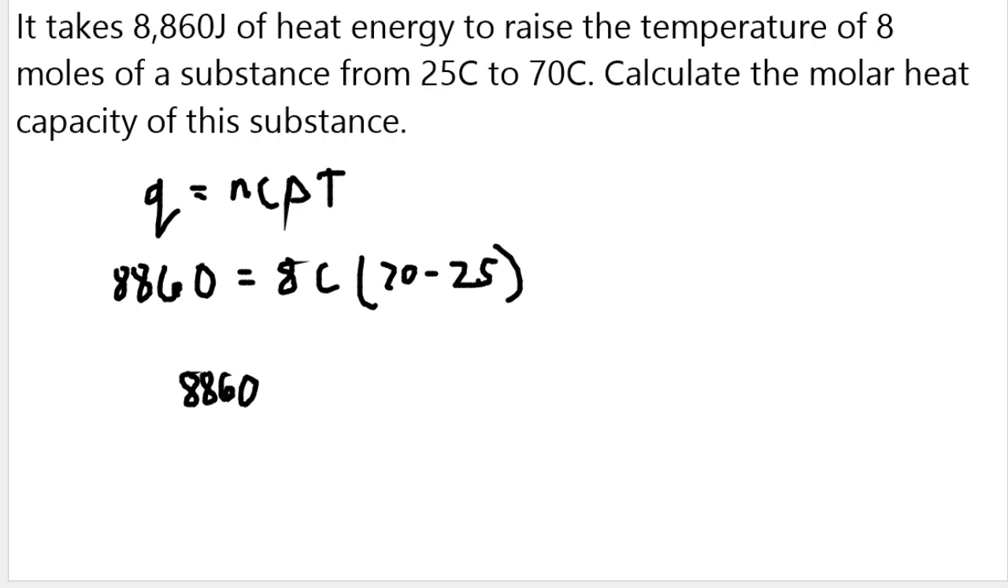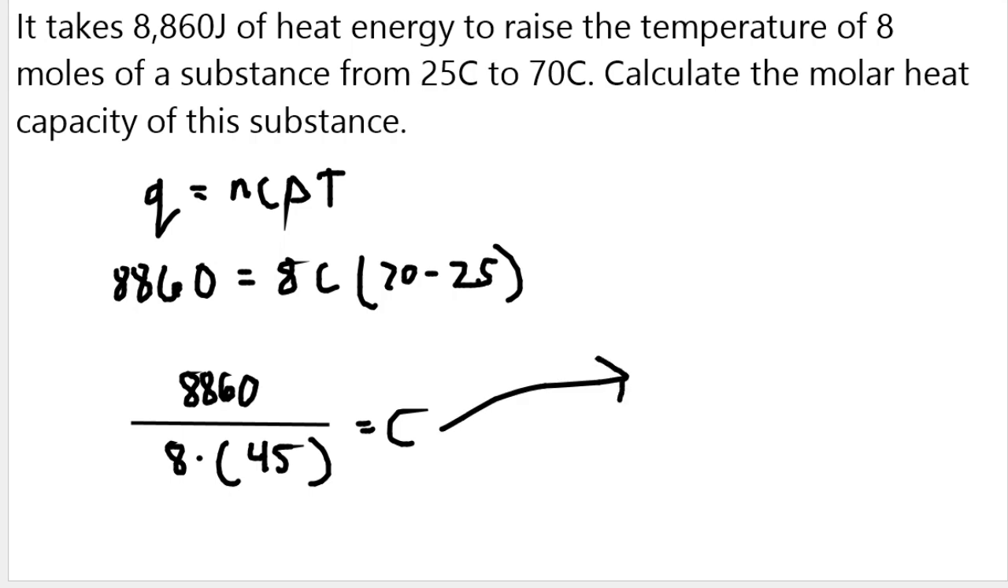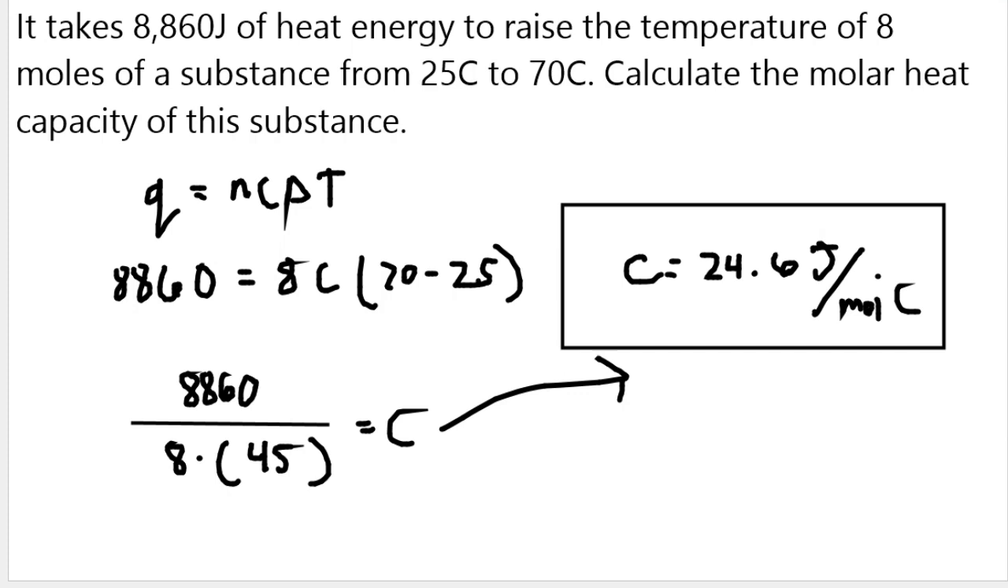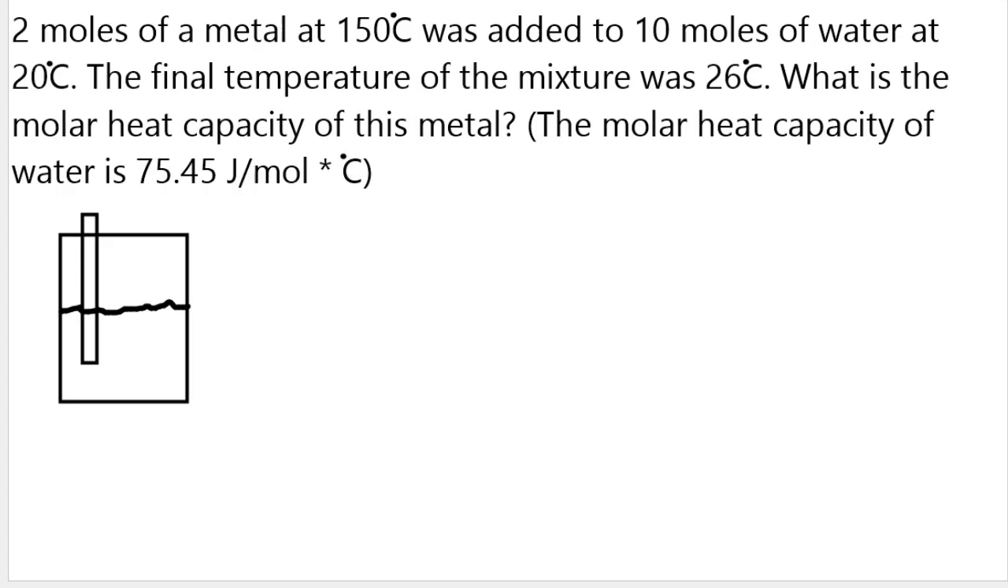So we can just use simple algebraic manipulation here. Our molar heat capacity for this substance is going to be 8,860 divided by 8 times 45. So we can just plug this into our calculator. It's going to be 24.6 joules per mole times Celsius. So that's it. Now let's try a little more complex problem.